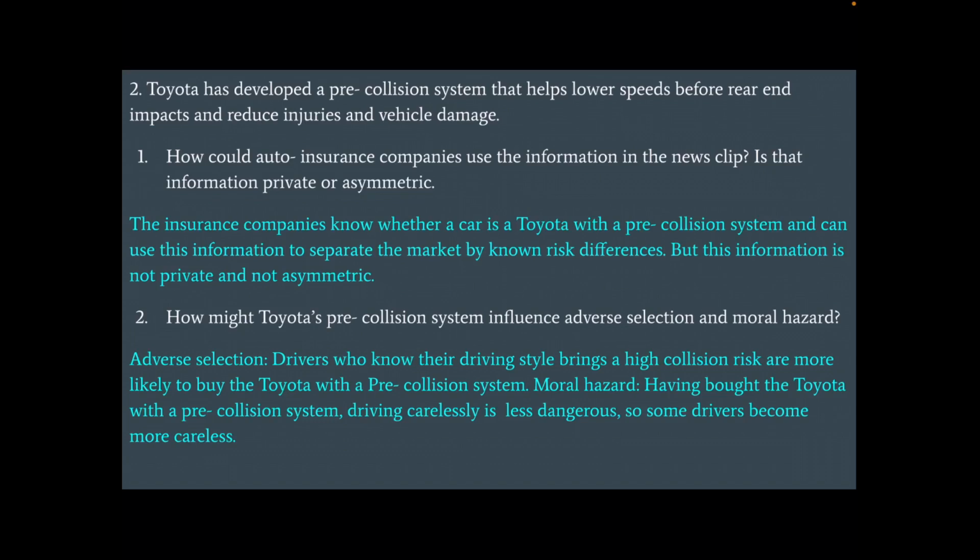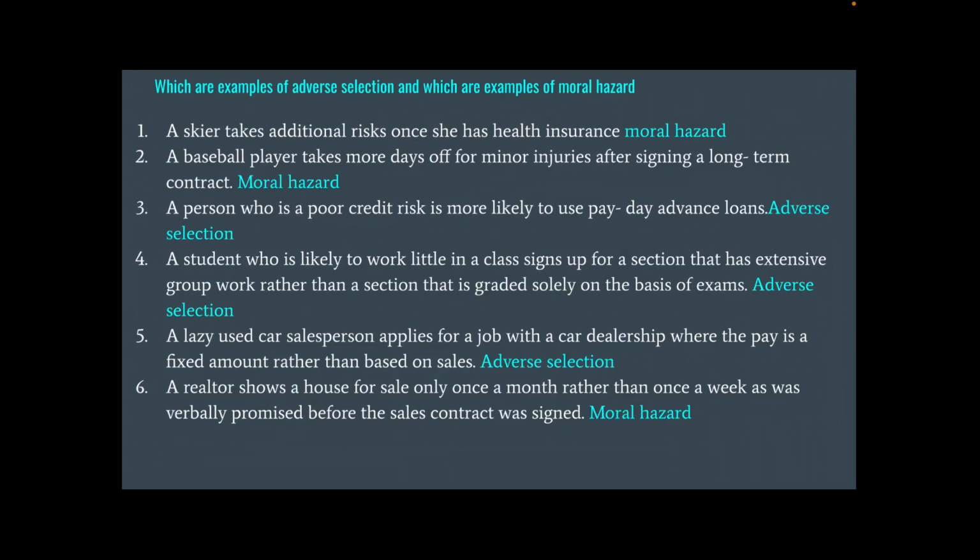How might Toyota's pre-collision system influence adverse selection and moral hazard? Adverse selection: drivers who know their driving style brings a high collision risk are more likely to buy the Toyota with pre-collision system. Moral hazard: having bought the Toyota with a pre-collision system, driving carelessly is less dangerous, so some drivers become more careless.